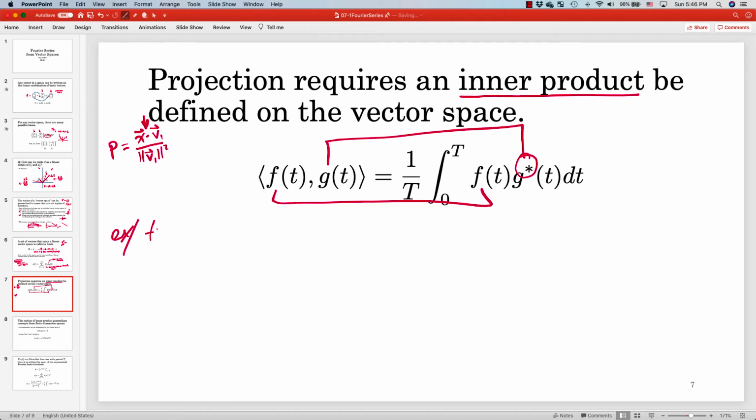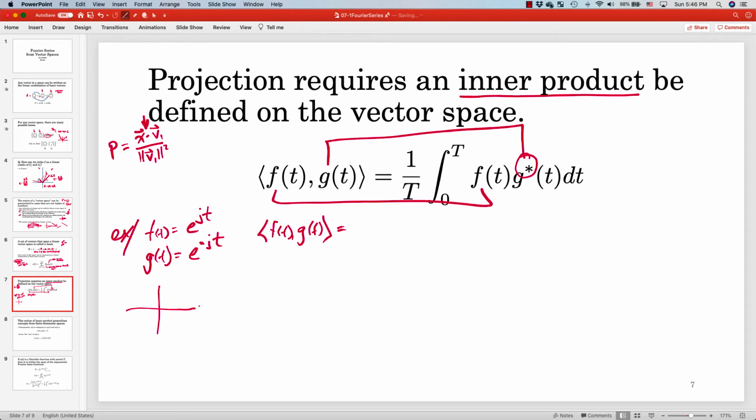So let's take f of t to be the complex exponential e to the jt. And in this case, g of t, let's take its complex conjugate. So the two functions that I'd like to take the inner product between are e to the jt and e to the minus jt. Okay, so you would write this as f of t inner product with g of t. So we need to work out the period of these functions.